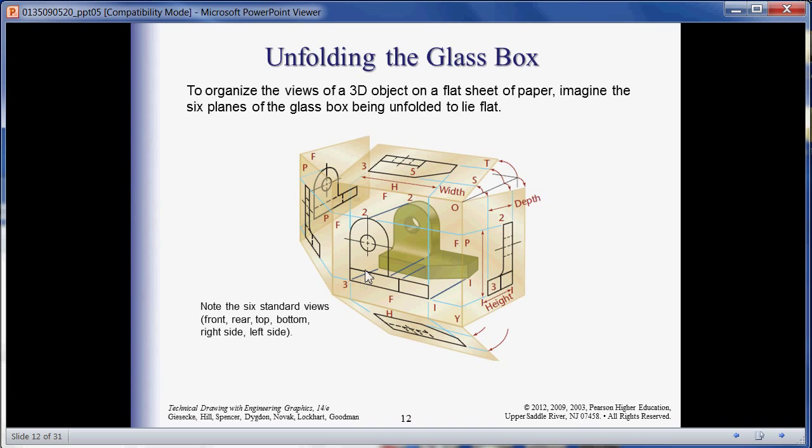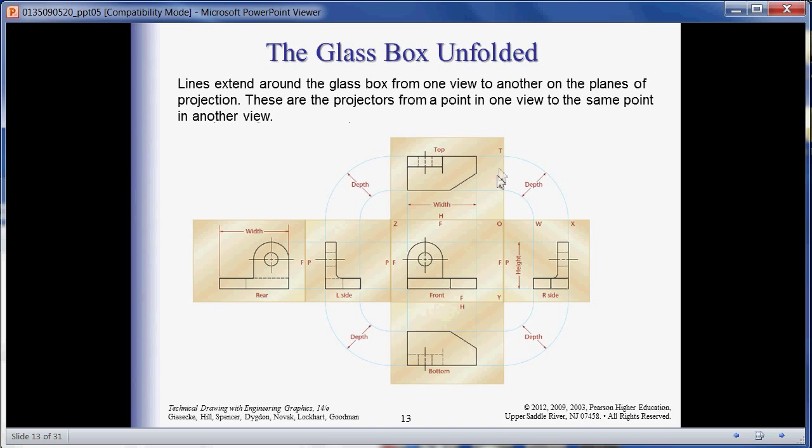Okay, now here's an example of that glass box being unfolded. And there we go. Now if you have any questions, you should always refer back to the page in the text where this sheet is shown to you. You'll find this on page 167.